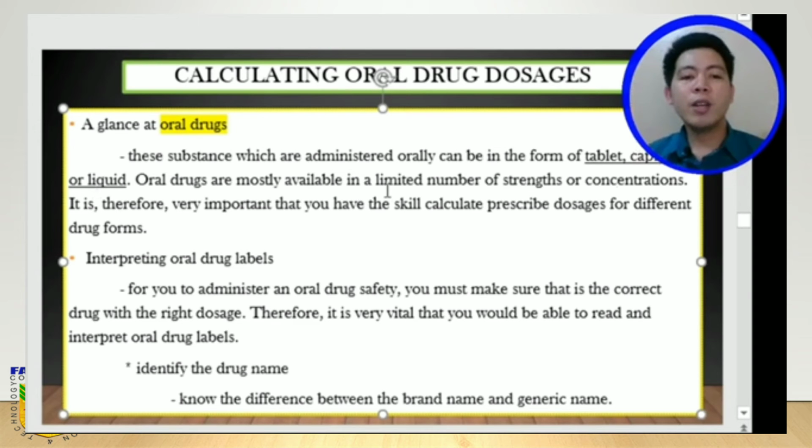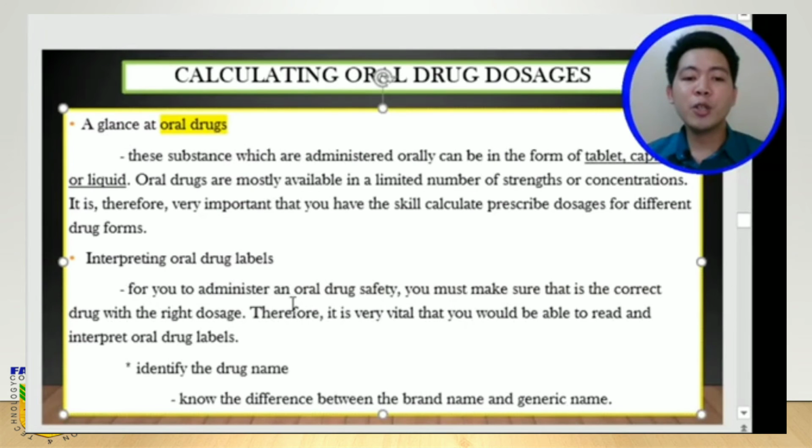Oral drugs are mostly available in a limited number of strengths or concentrations. So, may concentration yan, syempre. Paano kaya mag-interpret ng oral drug labels, yung nakalagay sa likod ng ating mga nabibiling gamot. So for you to administer an oral drug safely, you must make sure that it is the correct drug with the right dosage. Therefore, it is very vital that you would be able to read and interpret oral drug labels. Magbabasa po kayo ng likod.